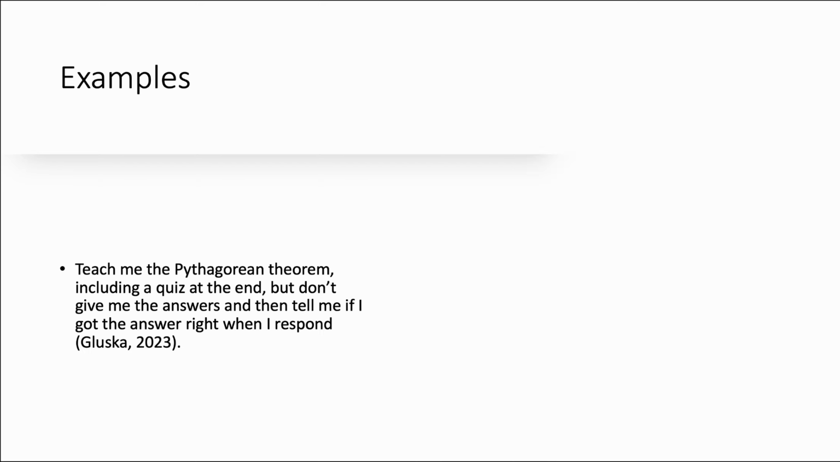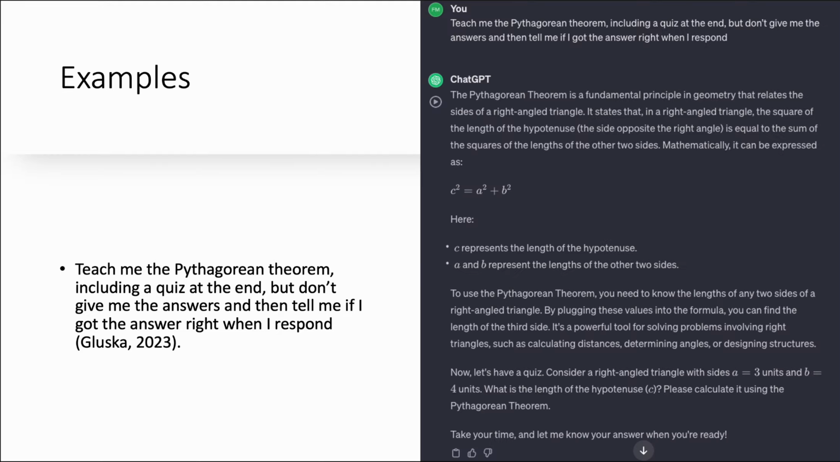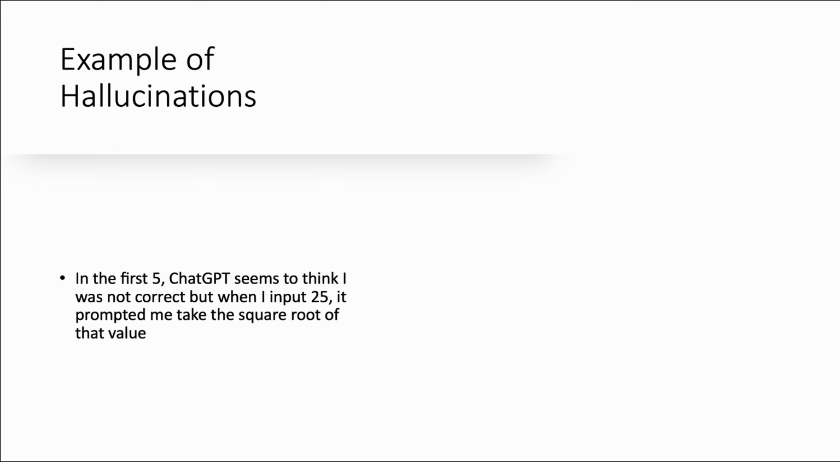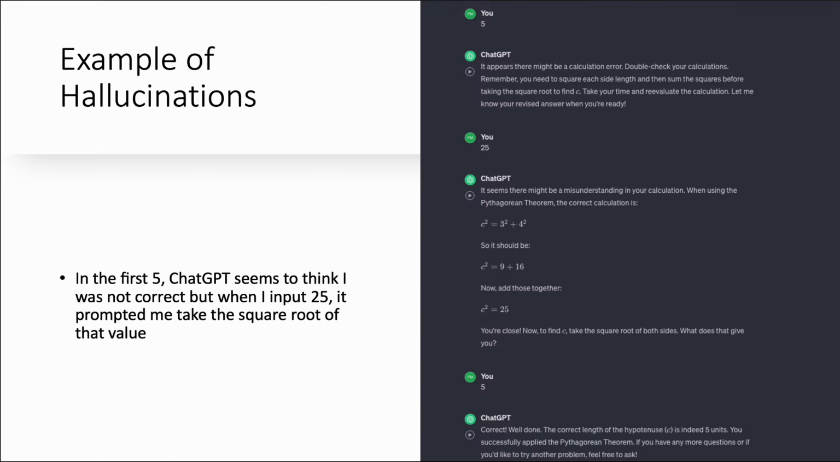Now try this prompt. Teach me the Pythagorean theorem, including a quiz at the end, but don't give me the answers and then tell me if I got the answers right when I respond. As you can see, it tries to explain this theorem clearly and also gave me a quiz at the end of the response. But when I input the right answer, it corrected me and went the other way.